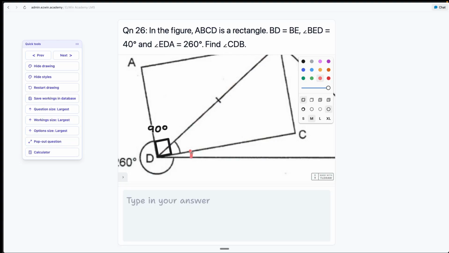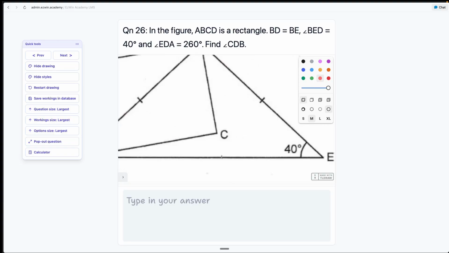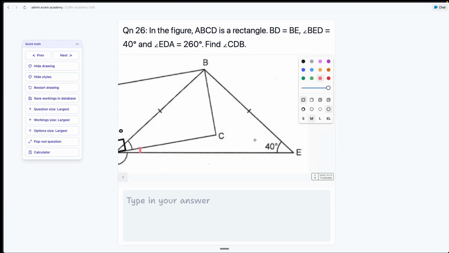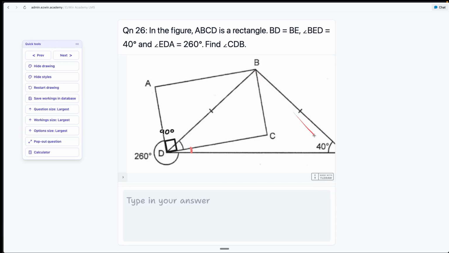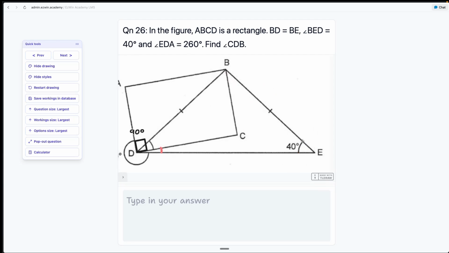So since we know this little angle, the next thing is, since we know that this is an isosceles triangle, BED is isosceles. So that means the angle over here is the same as this angle. So I'm going to draw this out. This over here would then be equal to 40 degrees. That's what I see over here.